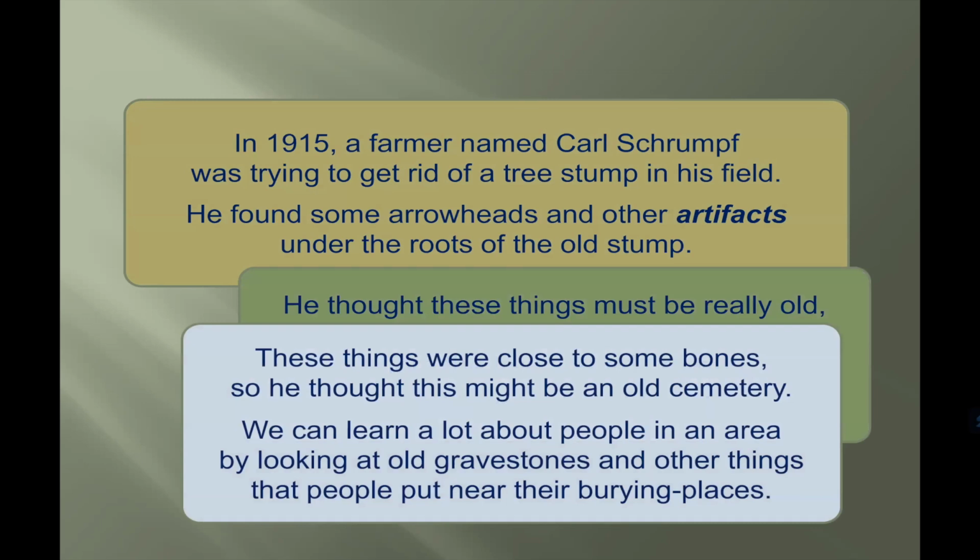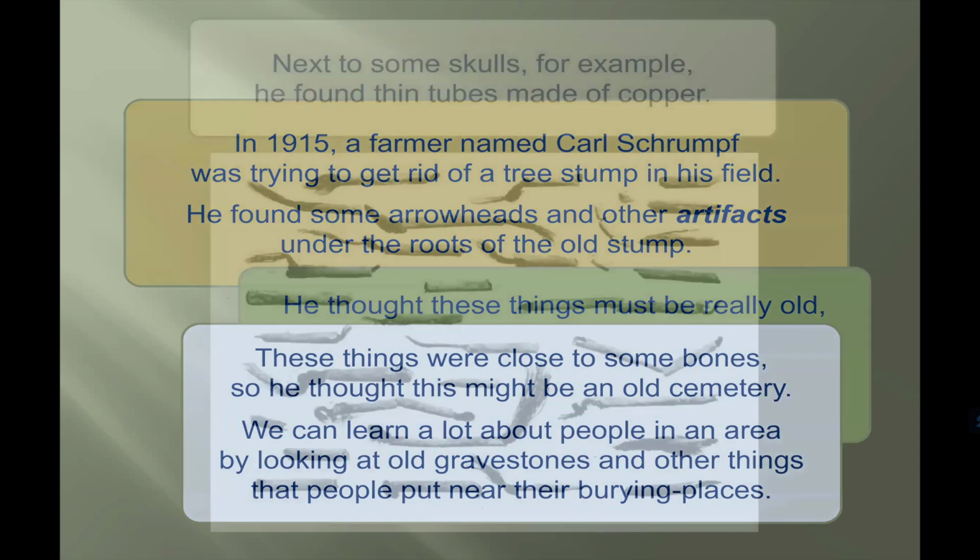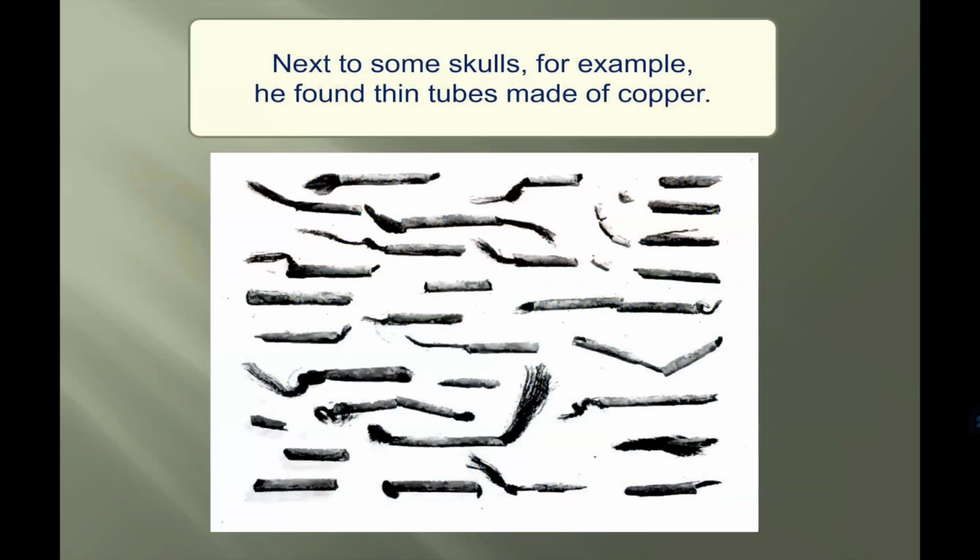They were close to some bones, so he thought they might be an old cemetery. And we can learn a lot about the people in an area by looking at old gravestones and things that people put near their burying places. So then they contacted the local native tribes to find out what they would like to do. And together, they started doing a planned excavation of university and native people.